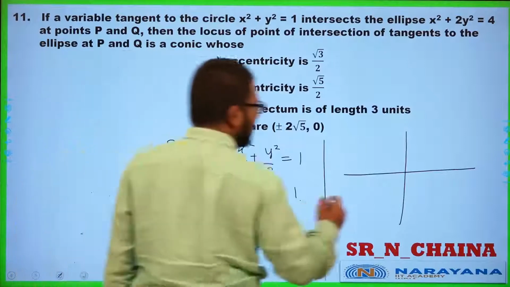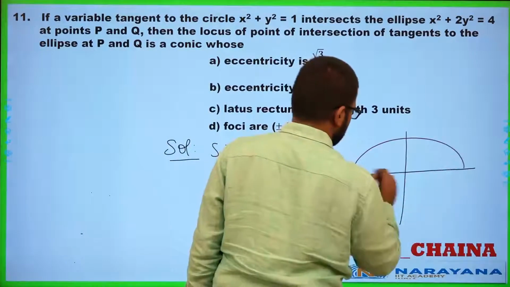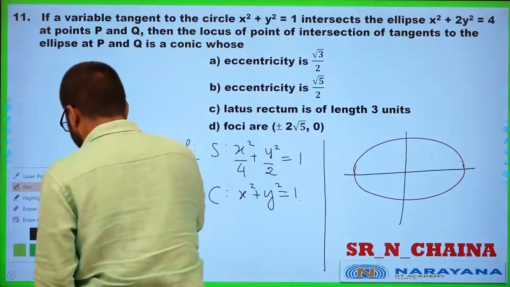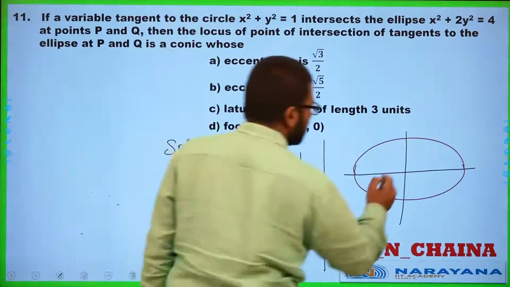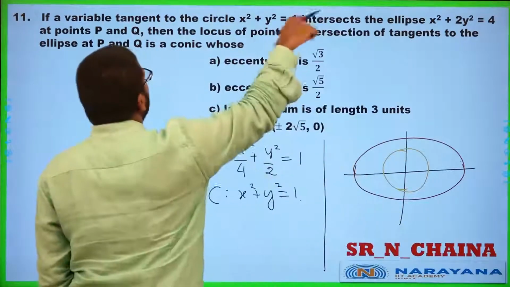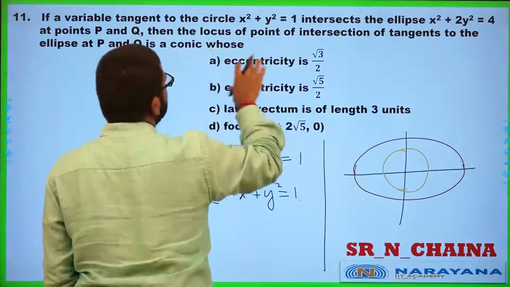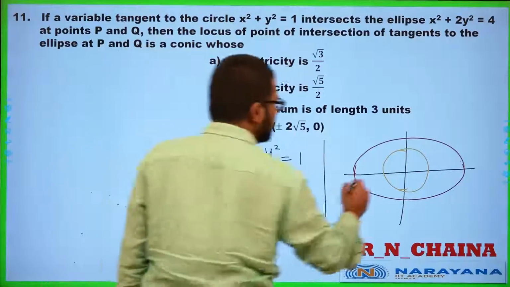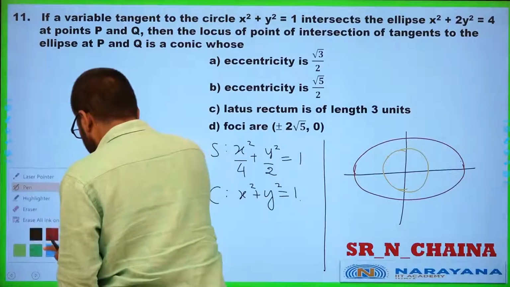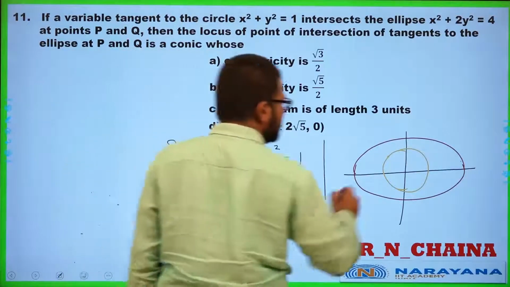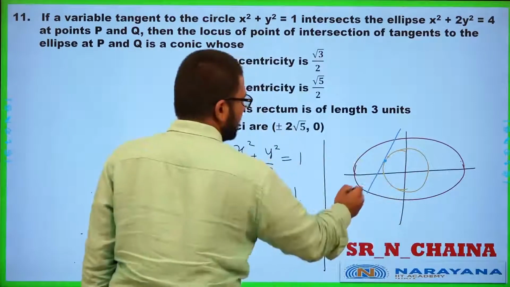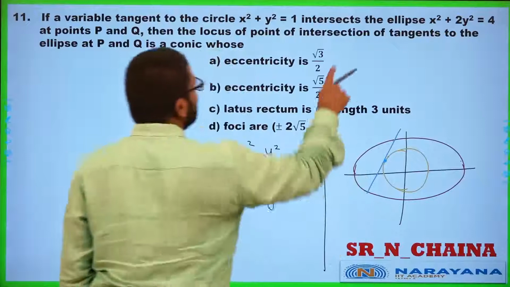We have that ellipse, and we have that circle. Then from a variable tangent to this circle that intersects the ellipse in 2 points, right? So draw any tangent to this circle that intersects the ellipse in 2 points, and then at those 2 points we need to draw tangents to the ellipse, right?